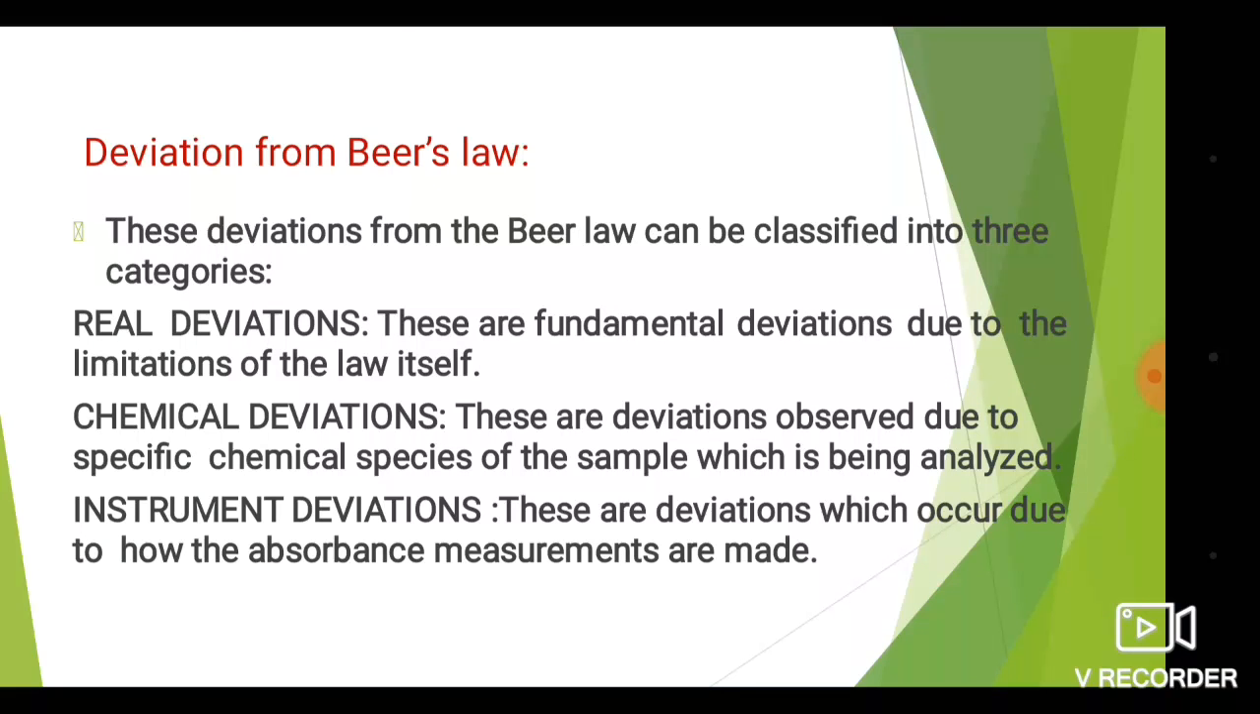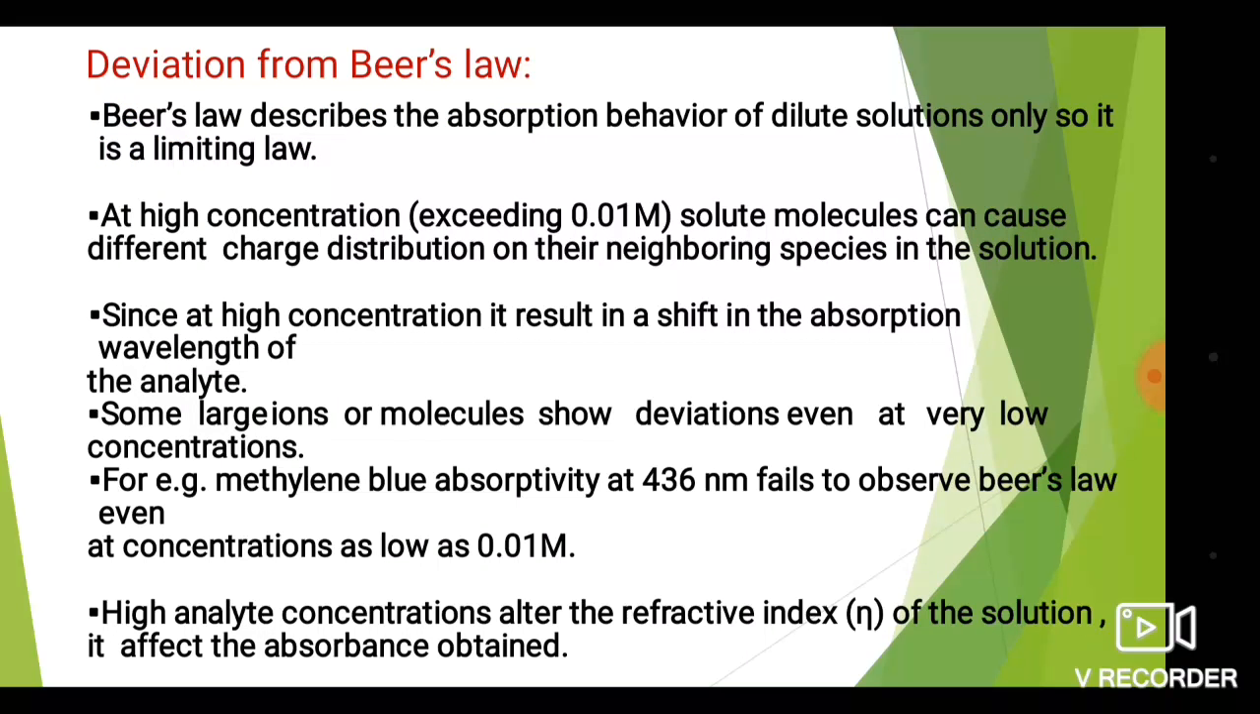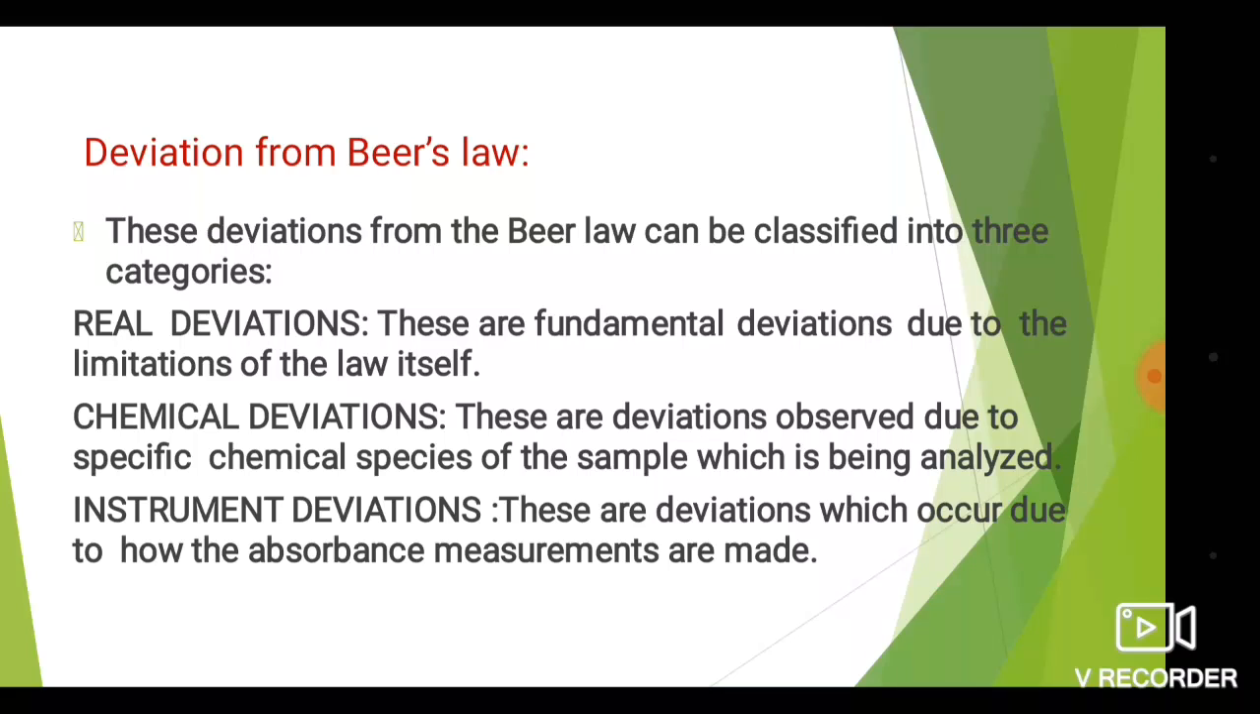These deviations from Beer's law can be classified into three categories. The first is real deviation. These are fundamental deviations due to the limitation of the law itself. That means if the limitation given by the law is not followed, then some deviation occurs due to the limitation of the law. That deviation is known as real deviation.